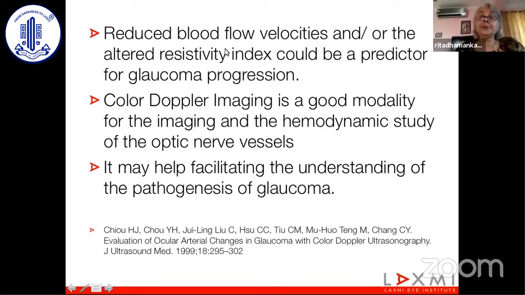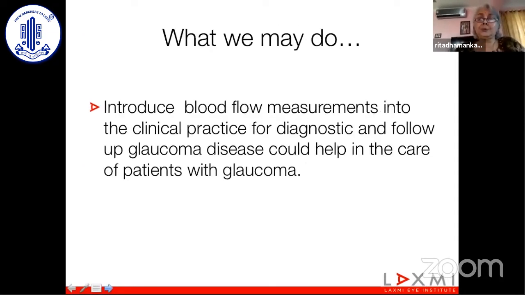Now, reduced ocular perfusion, blood flow velocities, and/or altered resistivity index could be a predictor for glaucoma progression. Color Doppler imaging is a good modality for the imaging and the hemodynamic study of the optic nerve vessels. It may help in facilitating the understanding of the pathogenesis of glaucoma. What we may do is probably introduce blood flow measurements into the clinical practice for diagnostic and follow-up of glaucoma disease. This could also help in the care of the patients of glaucoma where nothing else works.